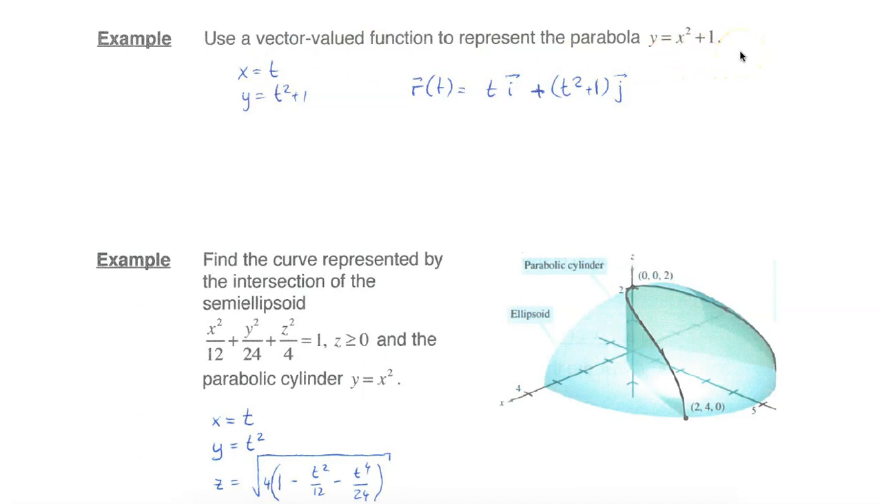Nothing's easier than that. In fact, what we do is we just choose x equals t, and then that binds what y is. y is now equal to t squared plus 1. So from our parametric equations, we can just write the vector-valued function itself. r of t is t, so the x value, times i plus t squared plus 1 times j.